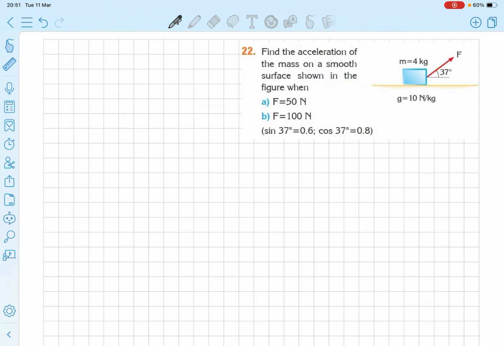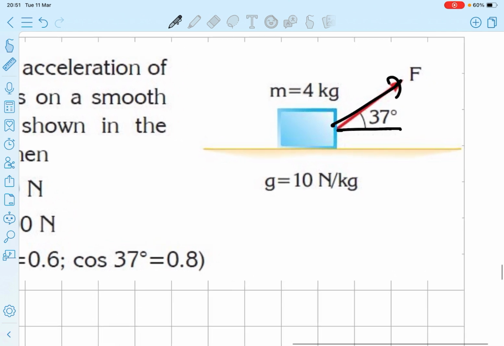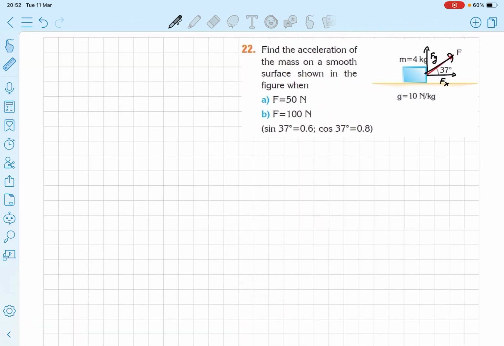Question 22. Find acceleration of the mass on a smooth surface shown in a figure. So if the first force is 50 newtons and then it becomes 100. This force is applied at an angle. That means it can be separated into two components. This will be F by X, and upwards it will be F by Y. So let's solve it firstly for A.